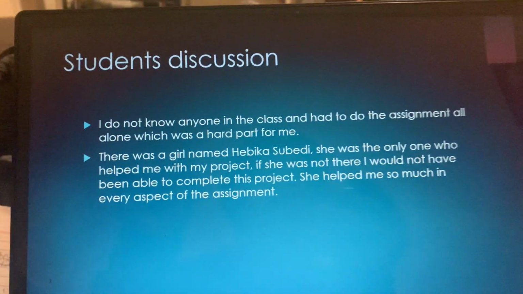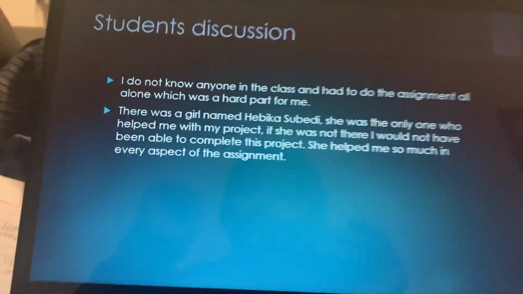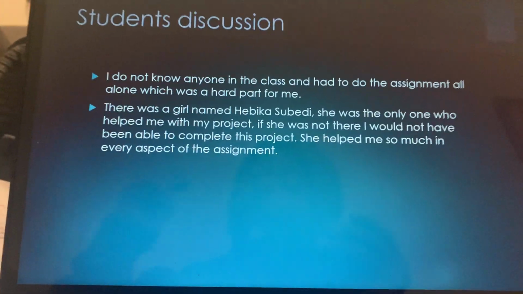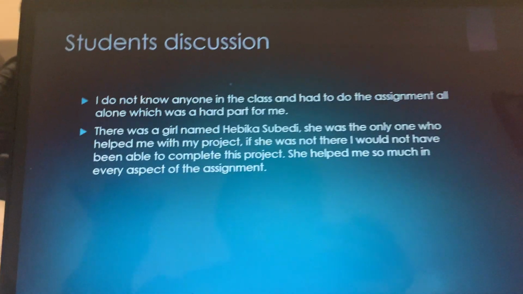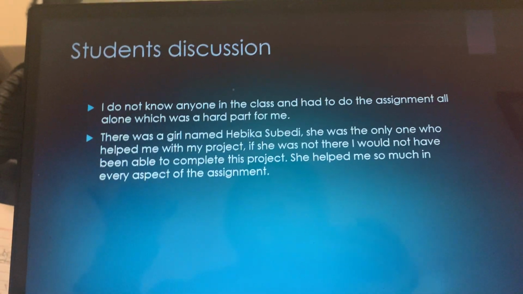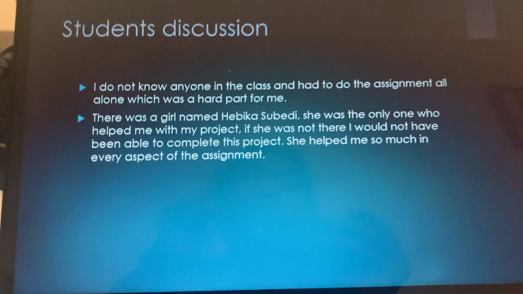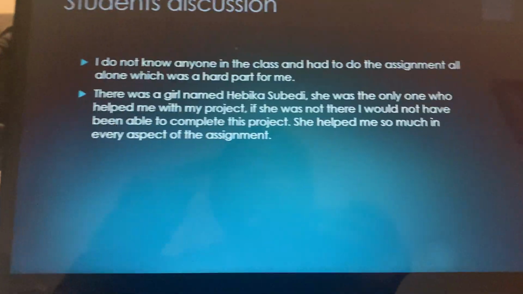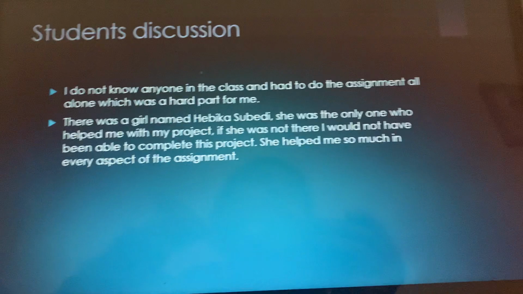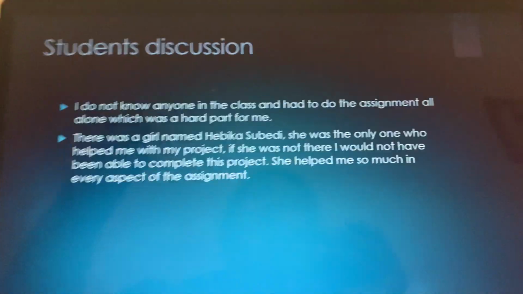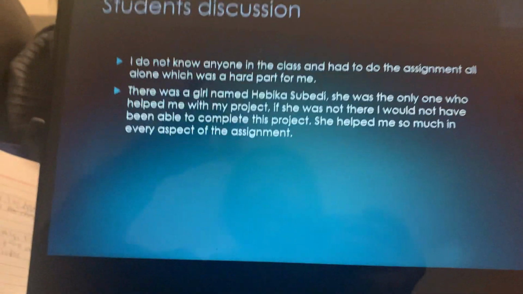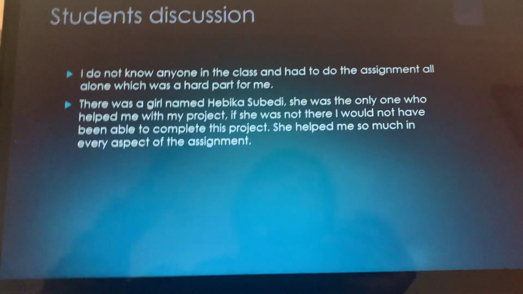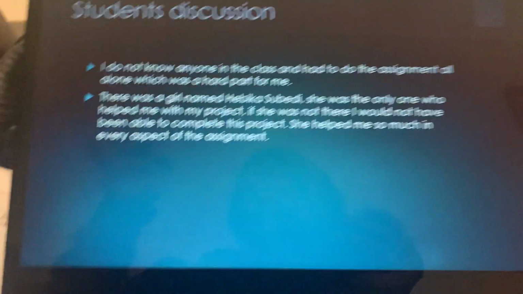But there was a girl named Hebika Subedi. She was the only one who helped me with this project. If she wasn't there, I wouldn't have been able to complete this project. She helped me so much in every aspect of the assignment. I used to call her so many times in a day, asking how to do this assignment, how to do this part, what we're supposed to do, what after this. I asked her so much. She helped me so much.